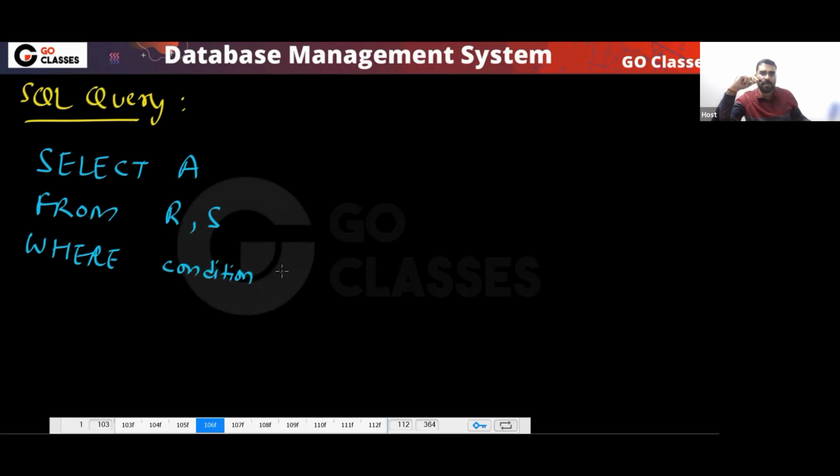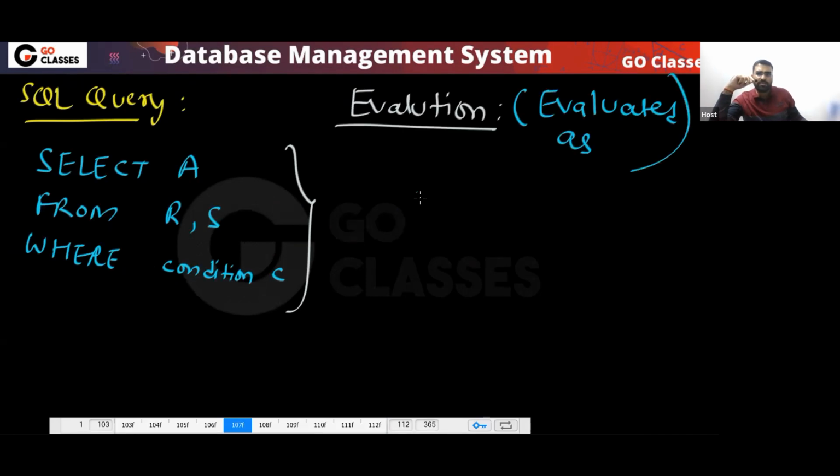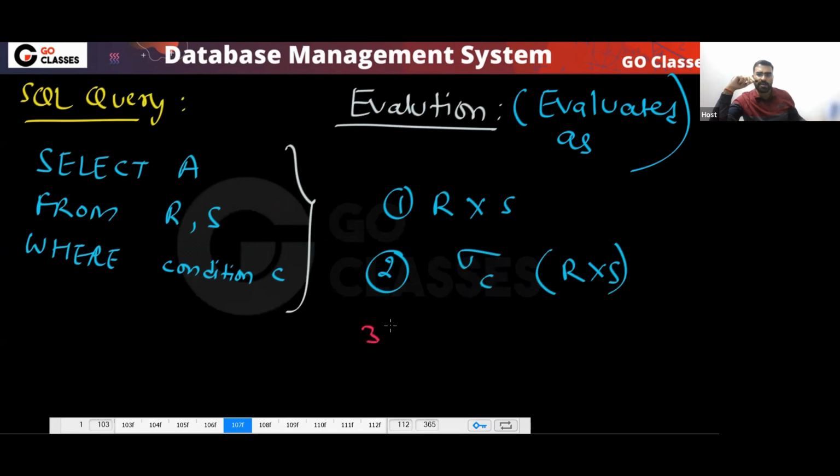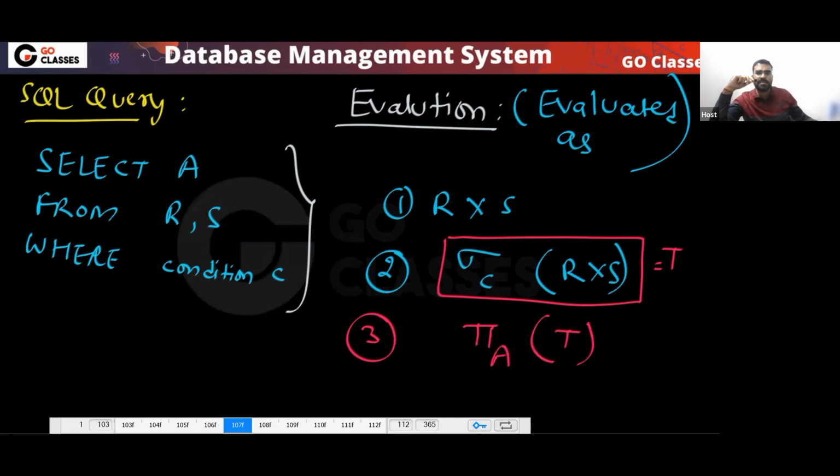Can I say this is the evaluation? Can I say this is how it will be evaluated? That first you will do the cross product. Second, you will put the condition on this cross product. And third, you will project. Let's call the result T, and then you will project A. Can I say this is how it will happen inside the DBMS? Can I say the DBMS will do this?